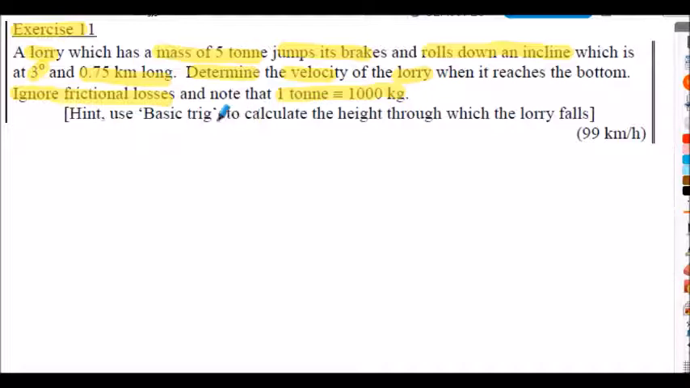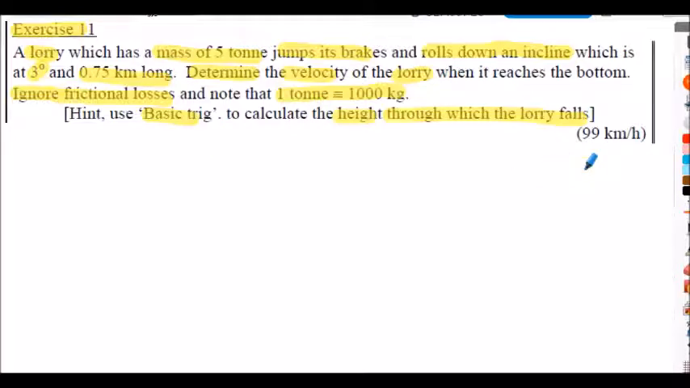There's a hint in the question that we might need to use basic trig here to calculate the vertical height through which the lorry falls during the motion. I would encourage you to pause the presentation and attempt this question. I would suggest to start by drawing a sketch on the left hand side of your page of the lorry at the top of the incline, and then on the right hand side draw a sketch of the lorry at the bottom of the incline.